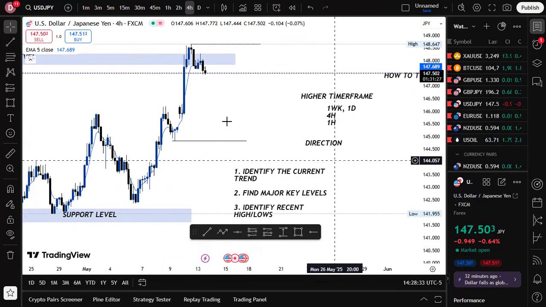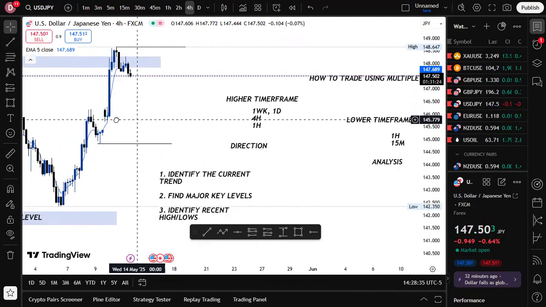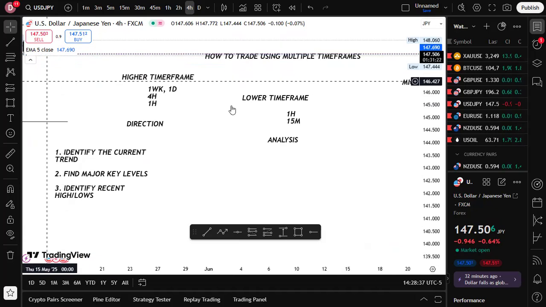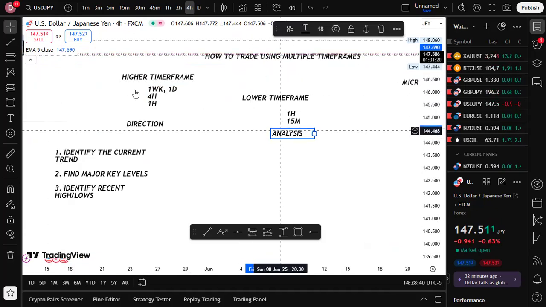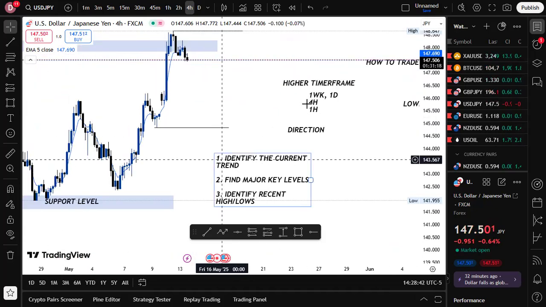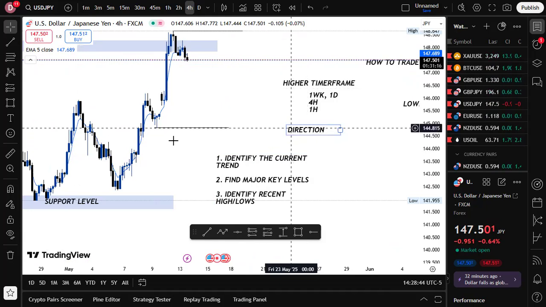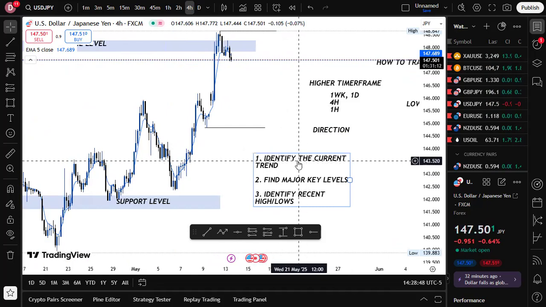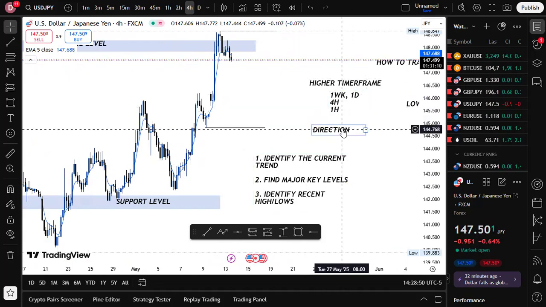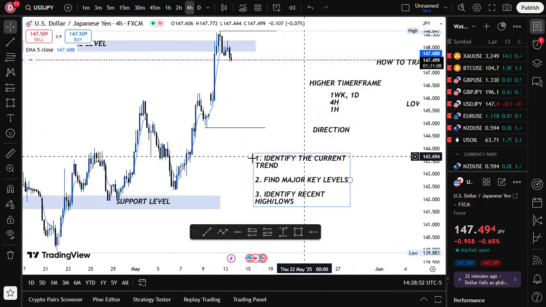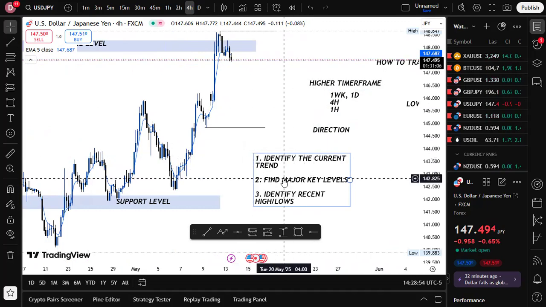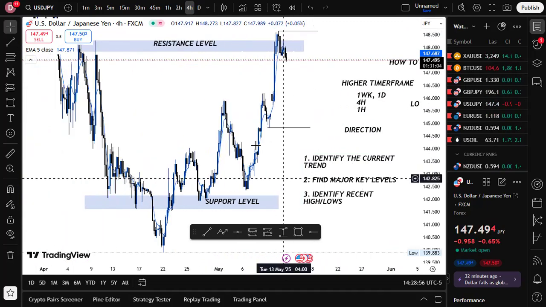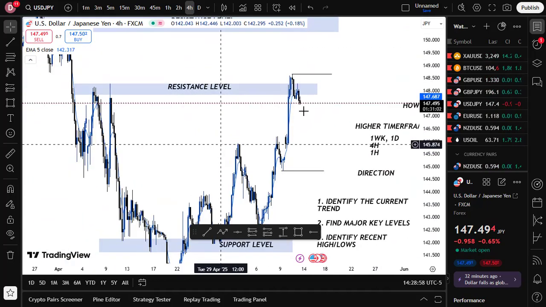Now the lower time frame is where we do our analysis. On the higher time frame, we have looked for the direction of the market, and we see that the price is currently in an uptrend. That is number one, identifying the current trend because we're looking for our direction. Second is to find your major key levels, and we have plotted our key levels here, right?